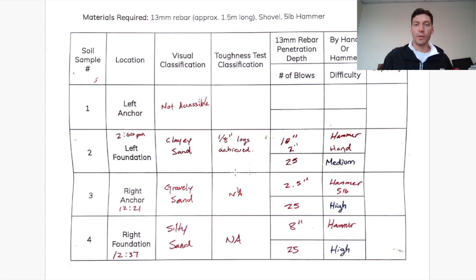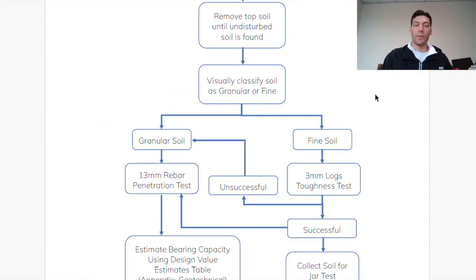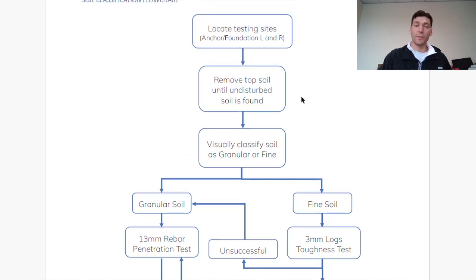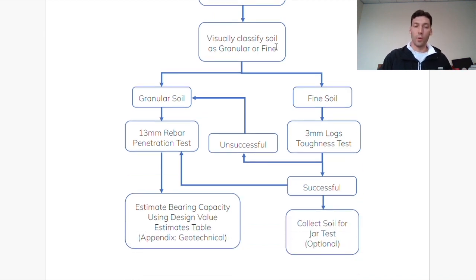So I'll move to the flow chart, which we have in that same technical survey document, just so you can get a visual of the process again. Starting from the beginning, just briefly locating the testing sites, anchor and foundation on the left and right sides, removing topsoil until undisturbed soil is found, then moving into the visual classification as granular or coarse or fine-grained soils. And again, that's a classification describing the size of the grains, the size of the particles in that soil.